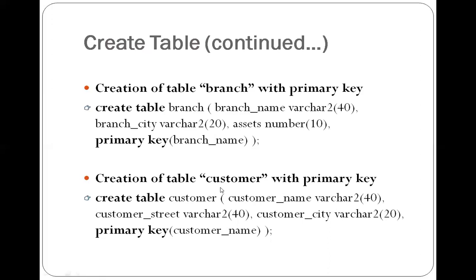As like that, for the customer table: create table customer, bracket open, customer name varchar2 within bracket 40, comma, customer street varchar2 within bracket 40, comma. These are sizes. Comma, again customer city, the data type varchar2, within bracket 20, the size of the attribute, comma, primary key, customer name is the primary key for the customer table, then bracket close, semicolon.